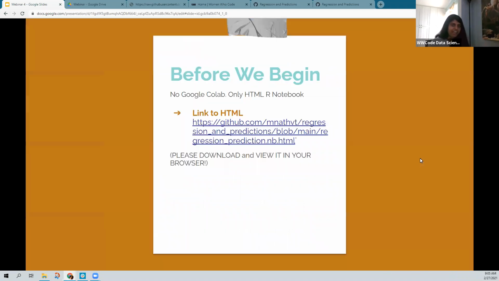Before I hand it over to you, I just want to let everyone know that there is no Google Colab notebook today. We have an HTML page of an R notebook. The link to that would be here, and Samya will share the same link on the chat. Please download it and view it in your browser. And if you want further instructions, Madhurima will be providing that. Madhurima, you can take it away from here.